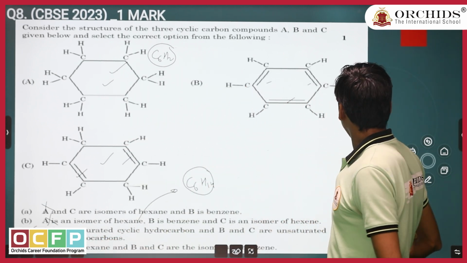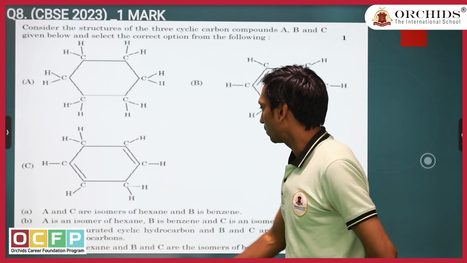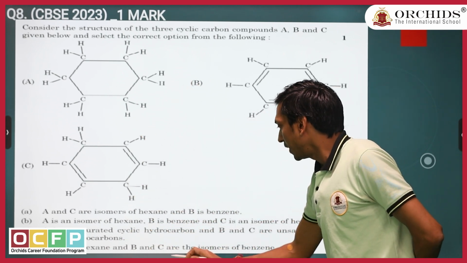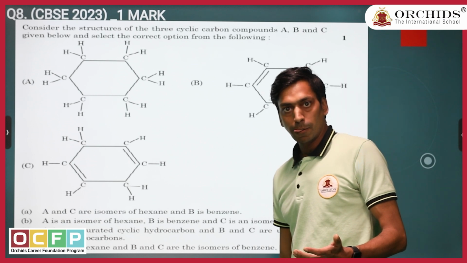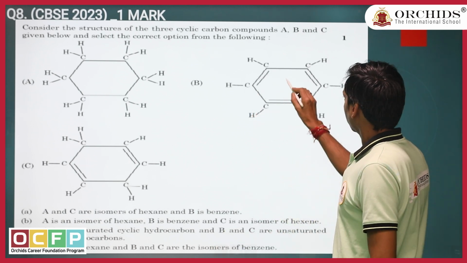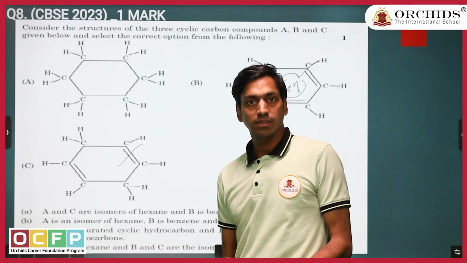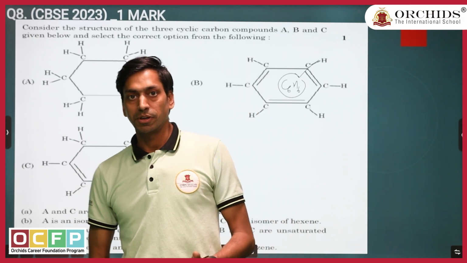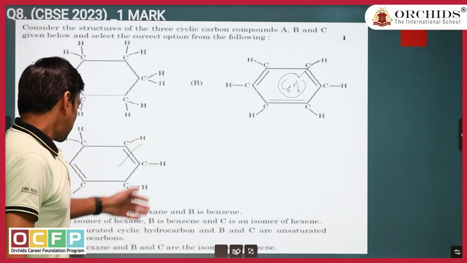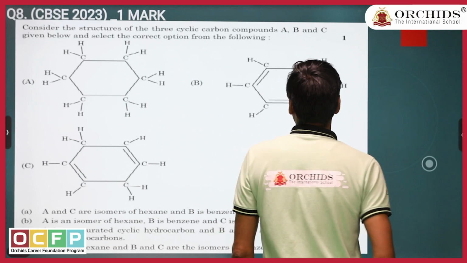And if you see option number D, A is a cyclohexane. That's true. B and C are the isomers of benzene? No. The formula of benzene is C6H6, and if you see this chemical formula, both are different. So the chemical formulas are different, so they cannot be isomers. So the right option we are having is option number C. That is our correct answer. So this is how we can answer such questions. Next.